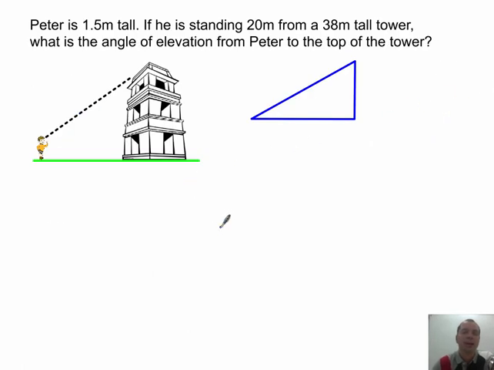One last example. Peter is 1.5 meters tall. If he is standing 20 meters from a 38 meter tall tower, what is the angle of elevation from Peter to the top of the tower? So copy that diagram down. Now, if you have a picture, you actually want to draw a triangle beside it to give you a better representation. So I'm going to show the answer. Please stop it. Give that a try. In 3, 2, 1.